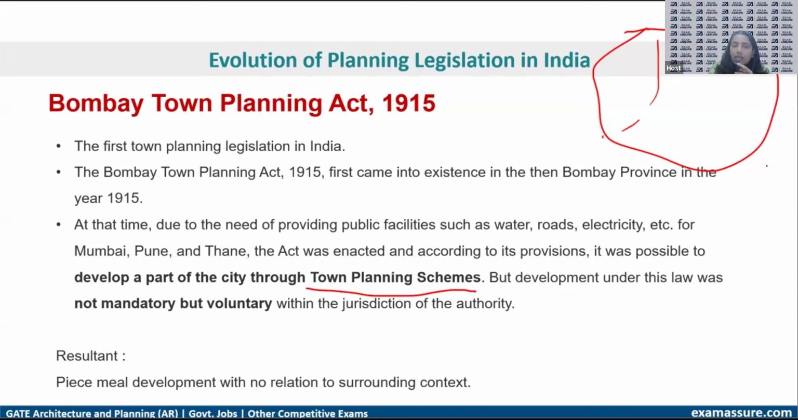Now, let's say this is my entire province or this is my city, and I have this town planning act enacted in smaller parts of the city, right? What was the result of this? It led to piecemeal development where, let's say I've developed this area as per the town planning scheme. There is no context or connection with the surrounding area. So everything is getting developed in isolation, with no connection with each other, which was a major drawback of the 1915 scheme.